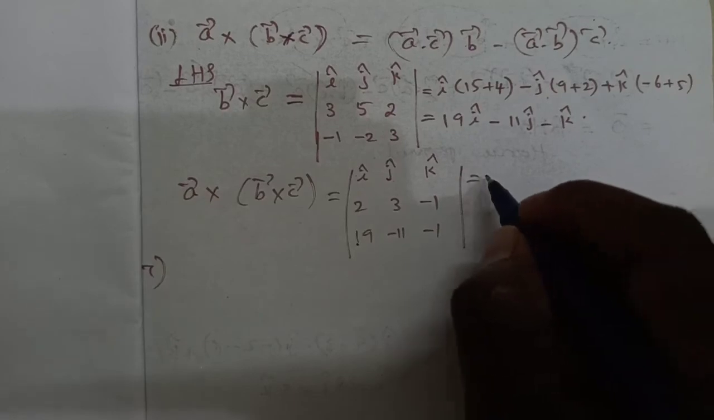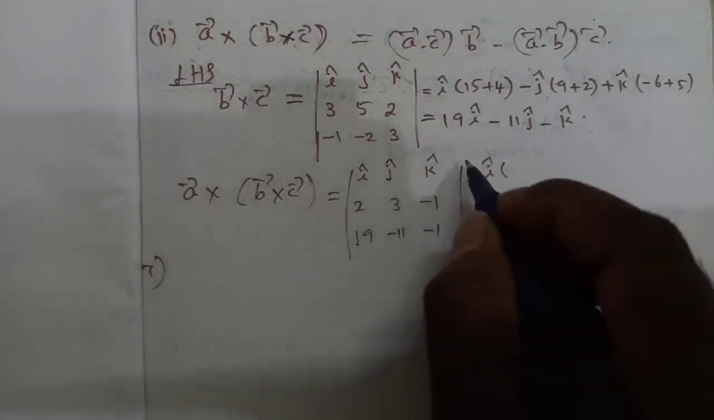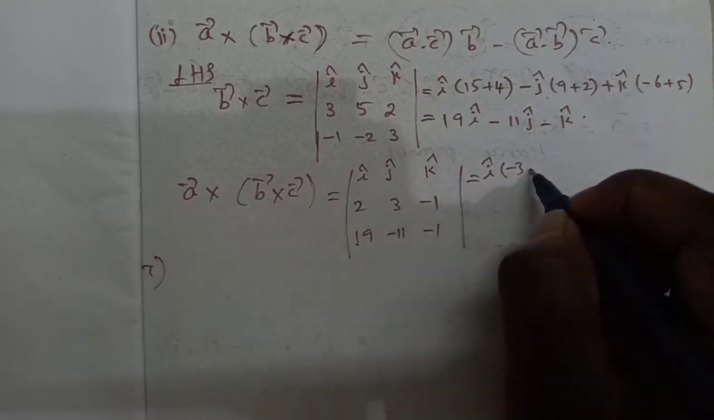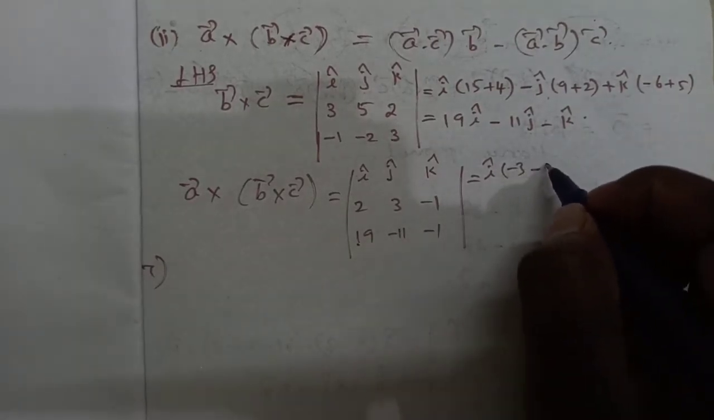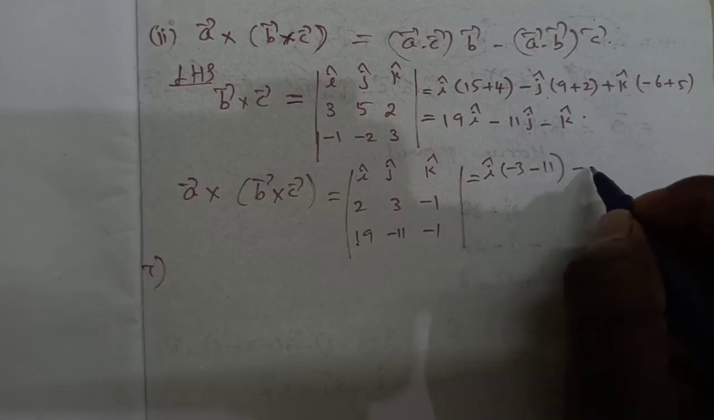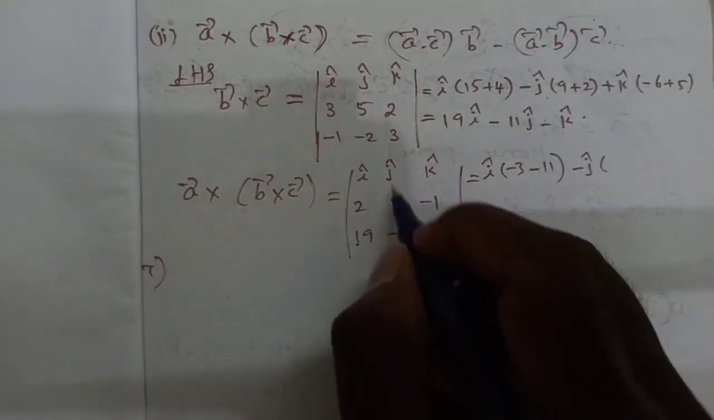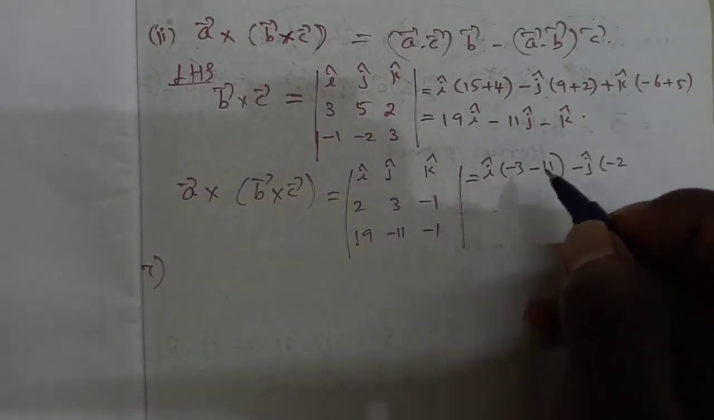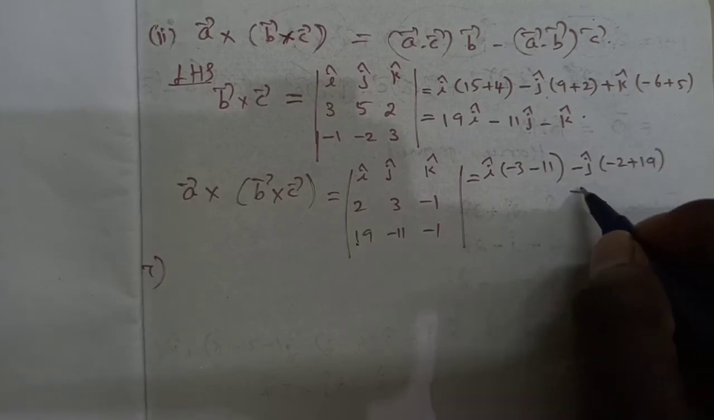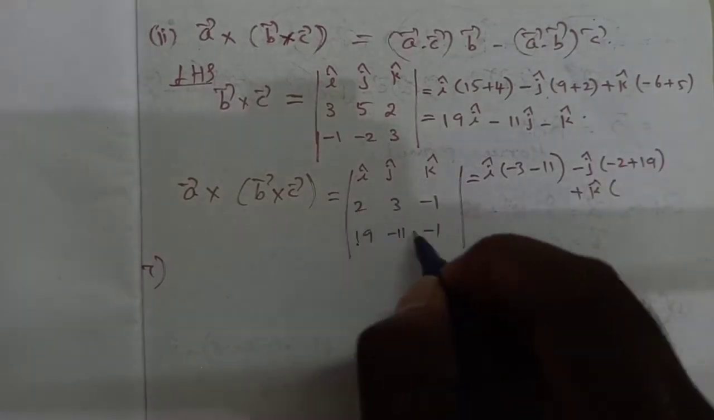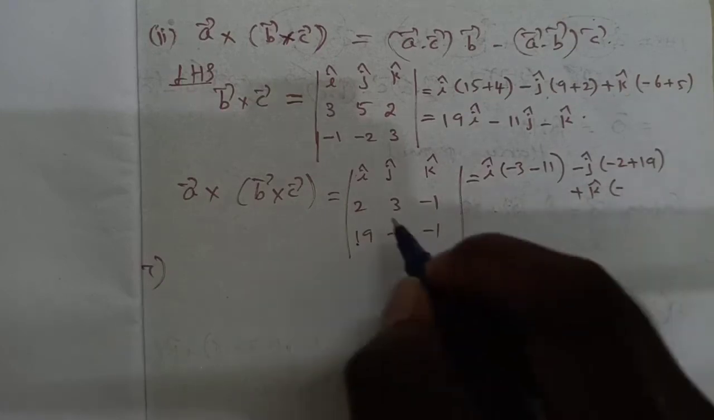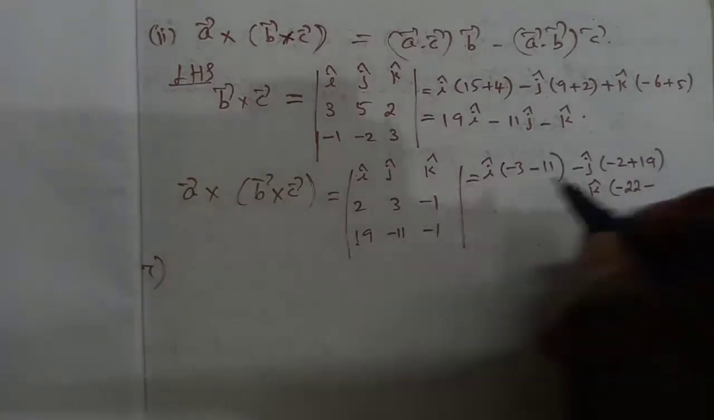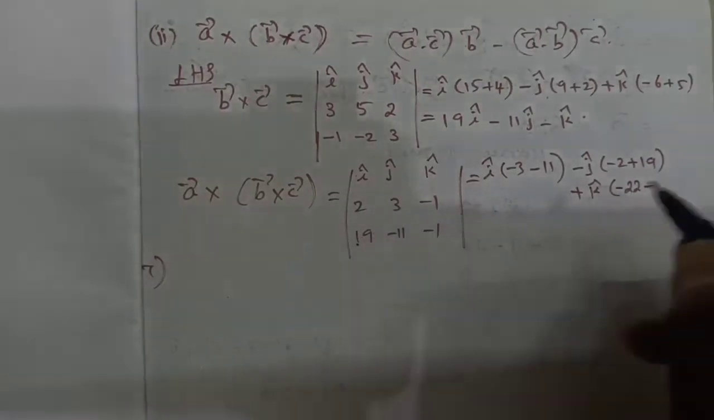Next let us expand the determinant. So i cap into minus 3 minus, minus into minus, so the negative sign will be retained: 1 into 11, that is 11. Next minus j cap into 2 minus 2... minus into minus is plus, so 19, plus 19. Plus k cap into, the last one, 2 into 11, this is 22. Next minus, 3 into 19, that is 57.